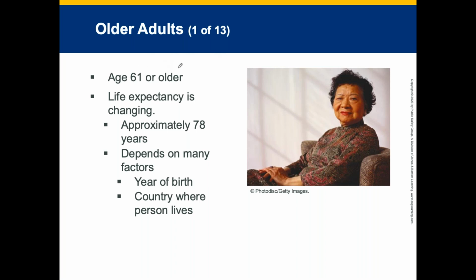And the older adults, 61 years and older, we're going to finish up this presentation and take a 15-minute break. We're almost done. The older adults include people ages 61 and older. We start seeing some more physical changes. Life expectancy is constantly changing. So approximately 78 years with maximal life expectancy estimated at 120 years, based on many factors, including year of birth and the country in which the person lives.